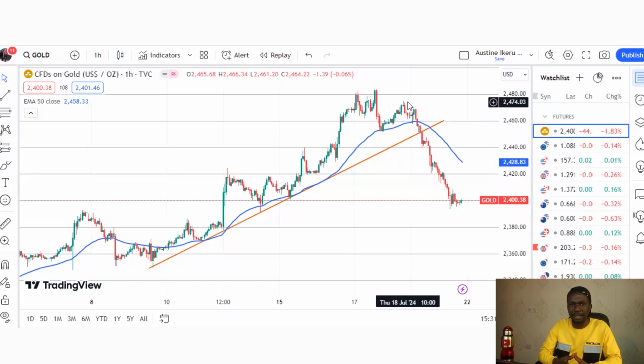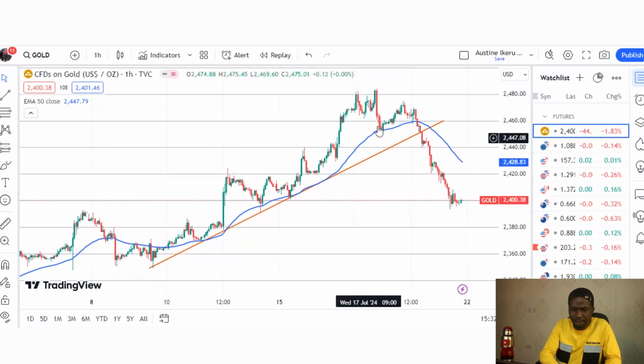The price is respecting the 50 EMA because the market is in a healthy trend. So the trend line will now stand as a support to the moving average, right? So the trend line will stand as the last point of defense, right? So if price eventually breaks below the trend line, we cannot confirm that the trend has changed.